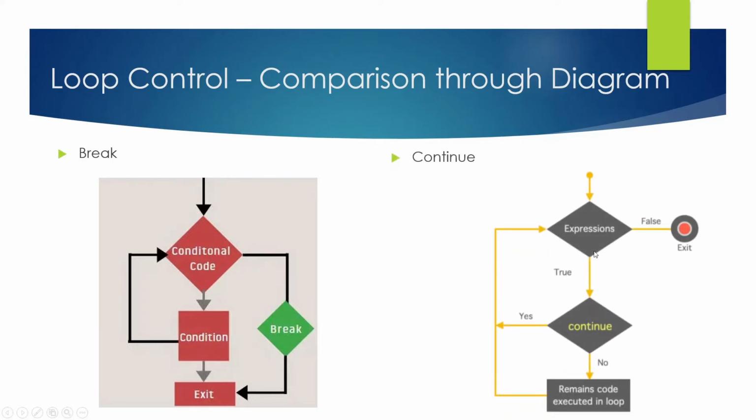In order to understand continue, pay attention to this diagram. The control comes over here and goes through the expression. If the expression becomes false, it exits then and there. But if it's true, it goes to continue and keeps on continuing. When it matches the condition in continue, it will continue over here. If it does not, the remaining code is executed in the loop. So that's how it's done, guys.